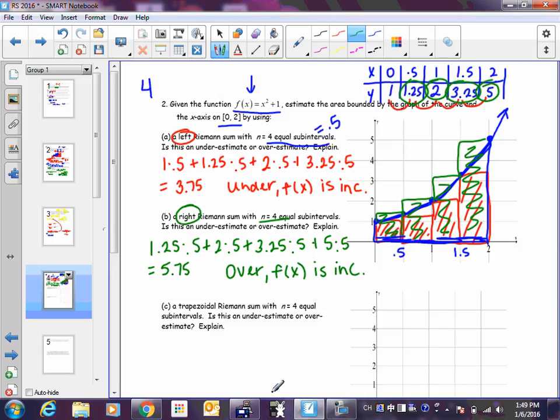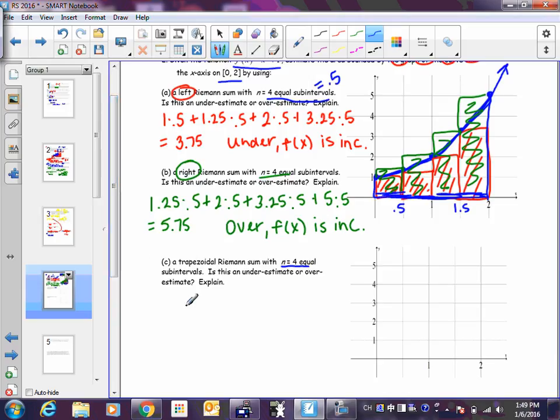All right. Part C says to do a trapezoidal Riemann sum with the same amount of n equals 4 equal subintervals. So what do you guys think? Could I find the answer easily? Yeah. Let's average the answer to part A and part B. You could maybe average these in your head just because of these numbers, but you get 4.75.